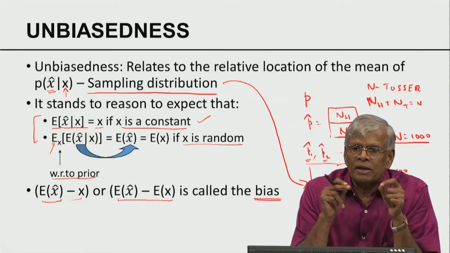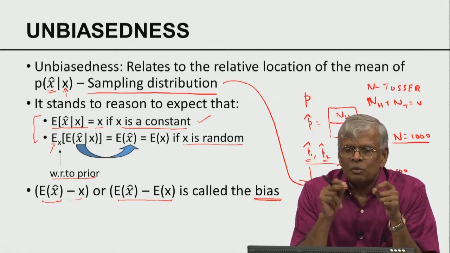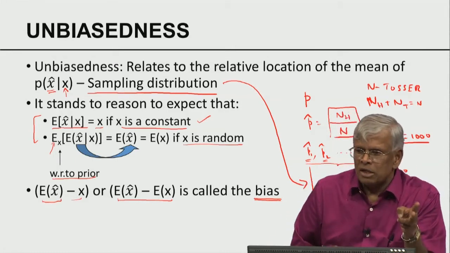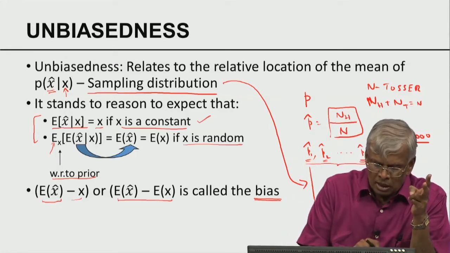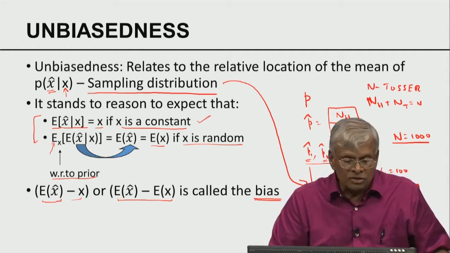So what is the desirable attribute of an estimator? A desirable estimator is one where the output of the estimator, which is an estimate, must be unbiased. Since we are considering two alternate cases where X could be deterministic or random, in the case of deterministic X, the conditional expectation of X hat given X must be X. In the case of random X, the expectation with respect to the prior of the conditional expectation must be equal to the expectation, that is the mean of the prior. So that's the condition. We should always seek to force unbiasedness in the estimates.